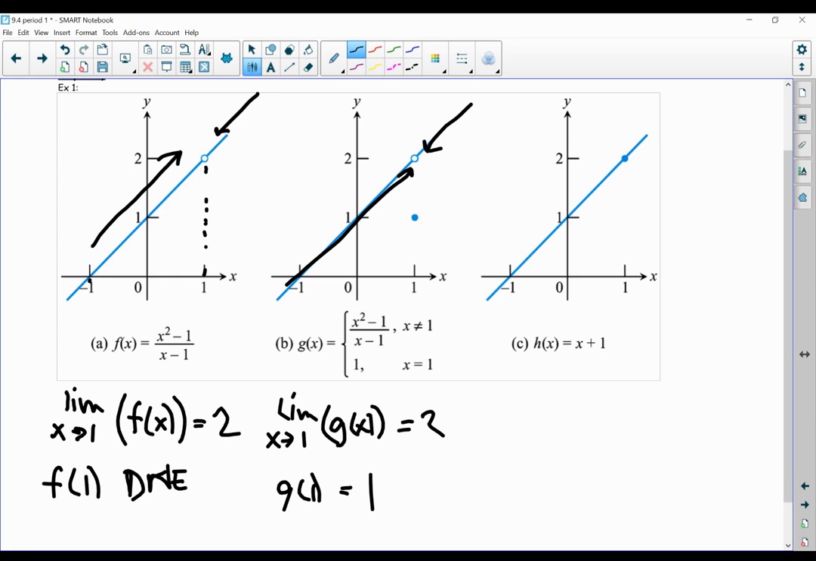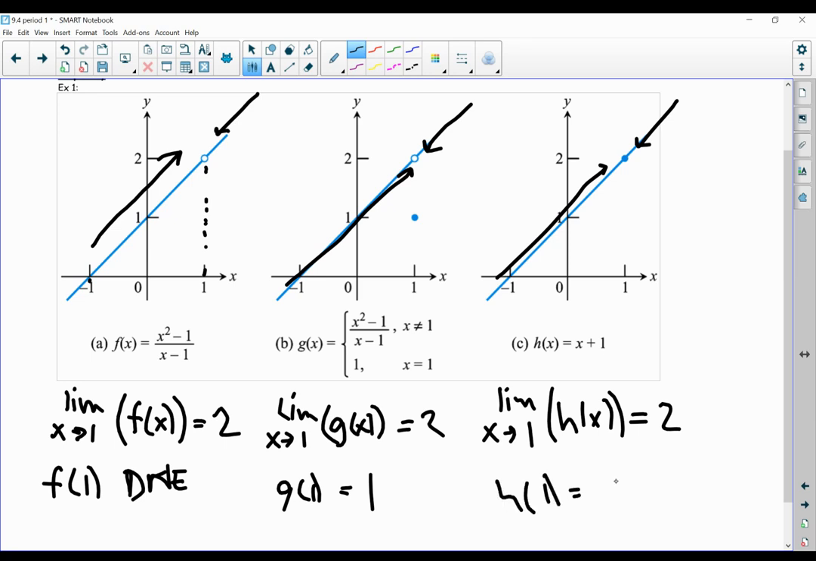Now, if we look at this third case, and I want to find the limit as x approaches 1 of h of x, as I go towards 1, either direction from the function, it looks like we're approaching a height of 2. Now in this case, if I look at h of 1, the actual value is 2, so they're the same thing. The point and the limit are the same. Like, congratulations, that's awesome. That's what's going to happen 90% of the time.